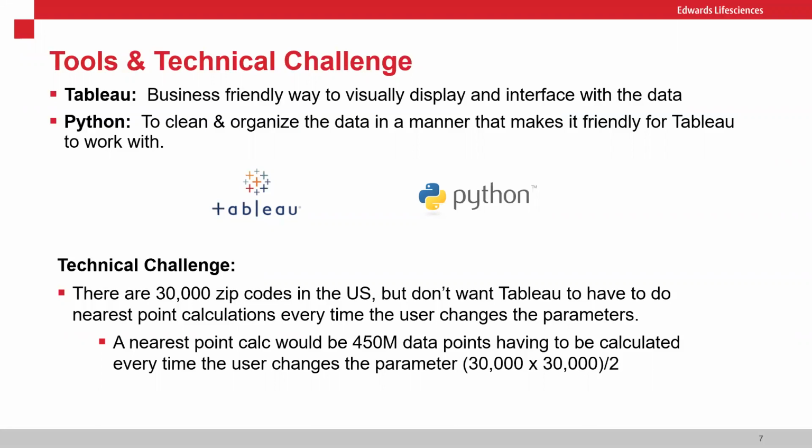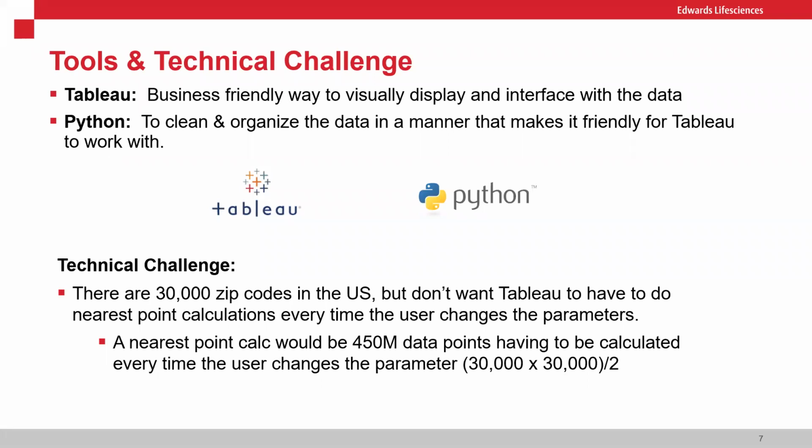What I ran into is, here comes the technical problem, there's 30,000 zip codes in the US, and we don't want to have Tableau do the calculation to the nearest point for every single zip code, because that'd be 30,000 zip codes going against 30,000 zip codes, which gets us to about 900 million. You only need to go one way, so you can cut that in half. It gets us to about 450 million, but we don't need Tableau doing 450 million calculations. It's a pretty heavy burden. So let's see if we can simplify this.